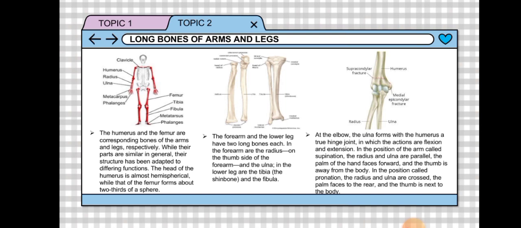Third, at the elbow, the ulna forms with the humerus a true hinge joint in which the actions are flexion and extension. In the position of the arm called supination, the radius and ulna are parallel. The palm of the hand faces upward or forward, and the thumb is away from the body. In the position called pronation, the radius and the ulna are crossed. The palm faces to the rear and the thumb is next to the body.